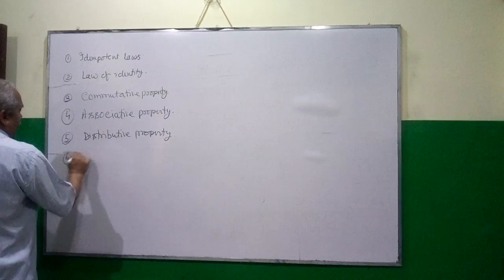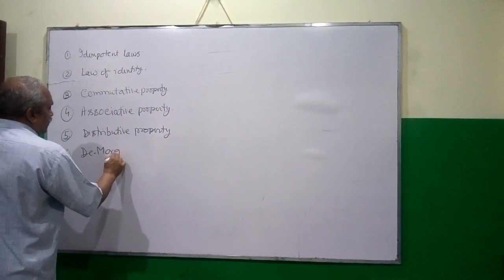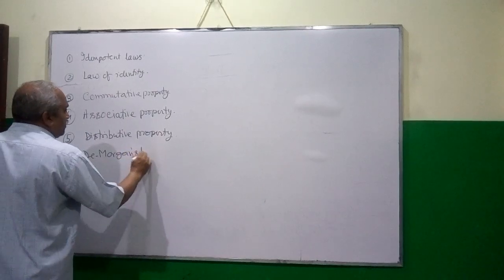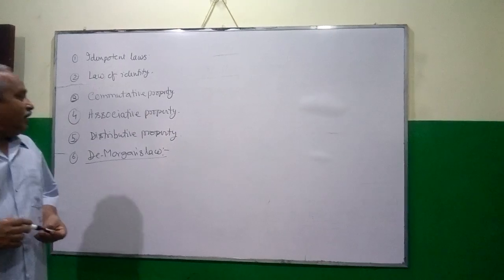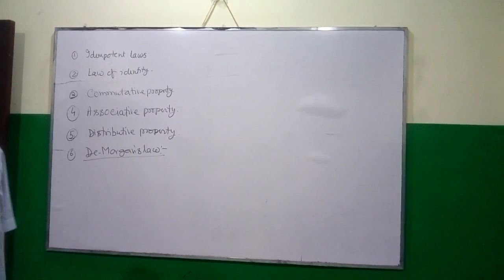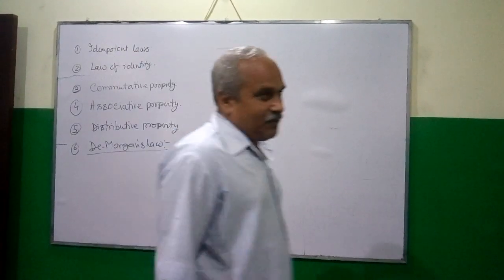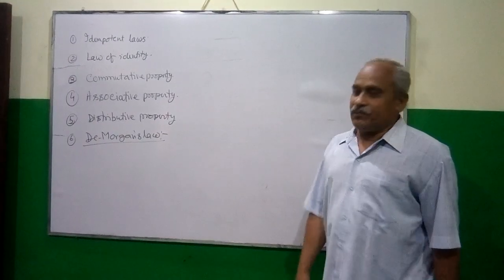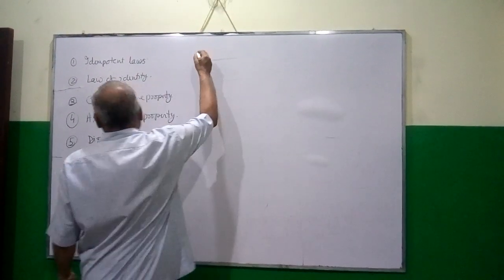Sixth number, a very important property, De Morgan's law. De Morgan was a mathematician and he discovered this law. We have not read this in the previous classes. It is a new concept for class 11, completely related to sets.